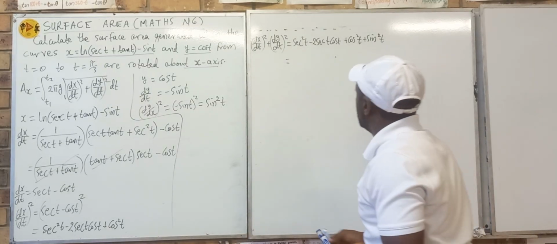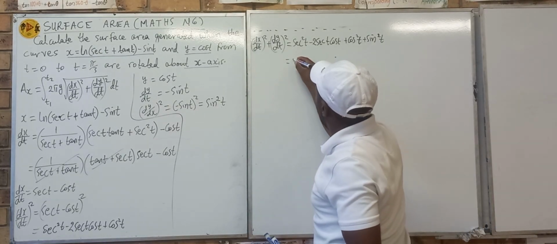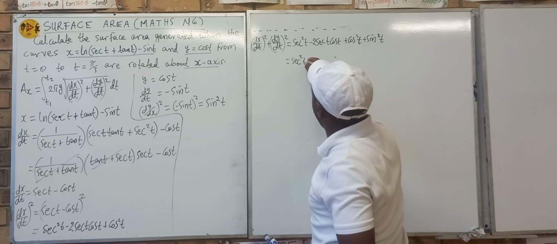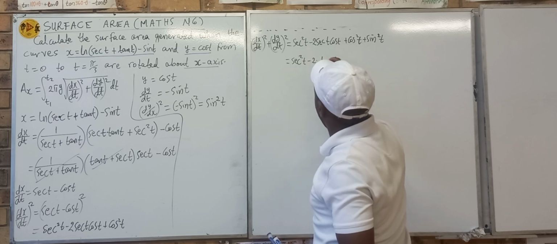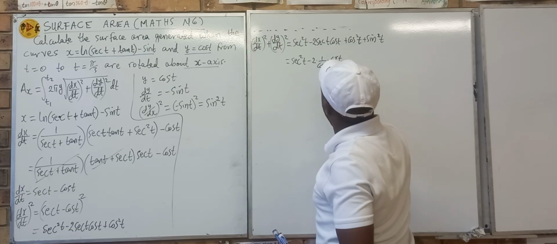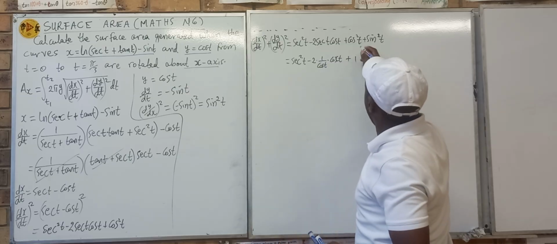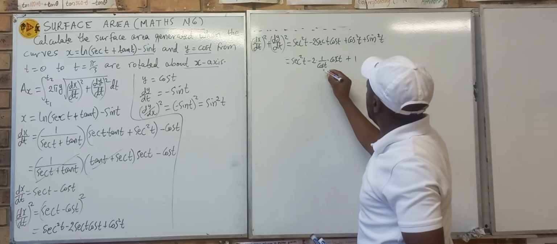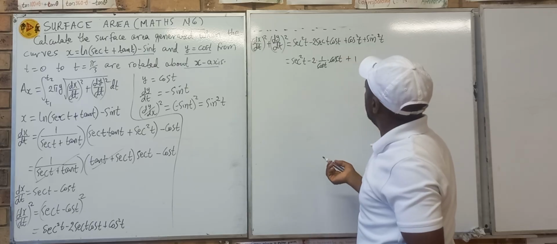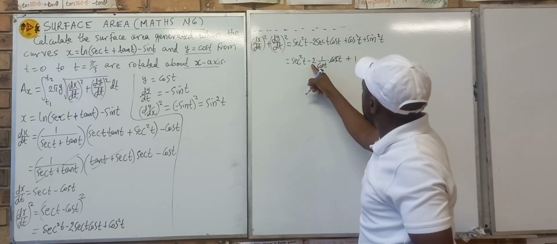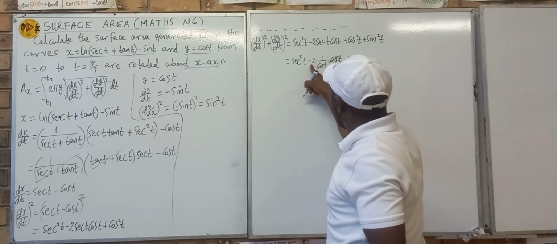So if I were to take my time and figure that out, this will be sec squared t minus 2 times 1 over cos t times cos t. So then plus 1, because cos squared plus sine squared is 1. So here, this takes care of that. Then I have 1 minus 2 is negative 1.